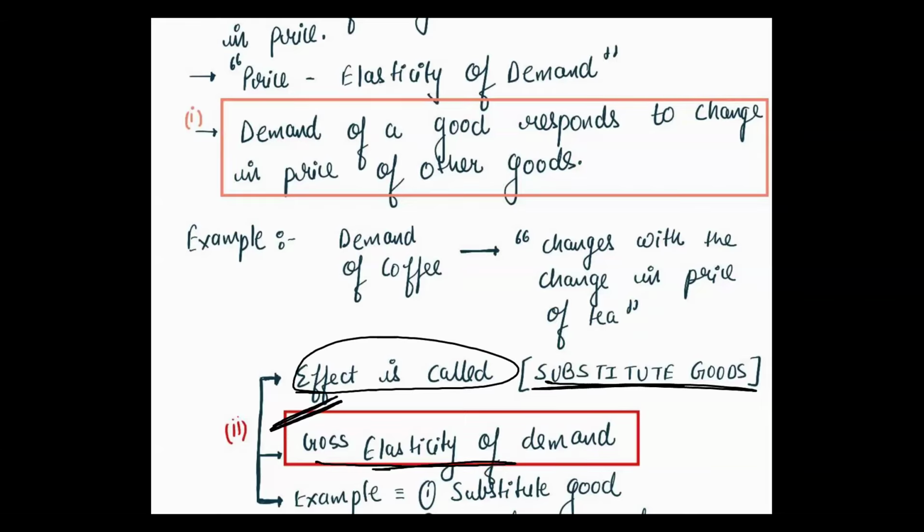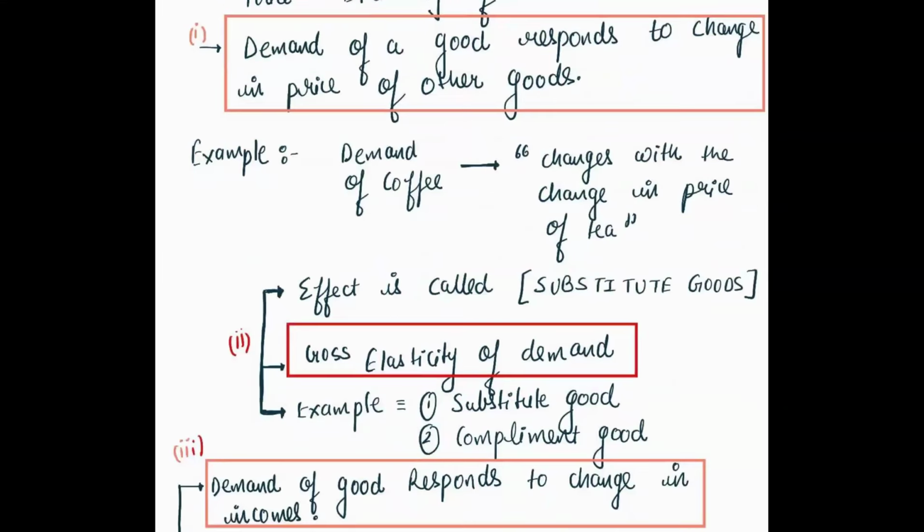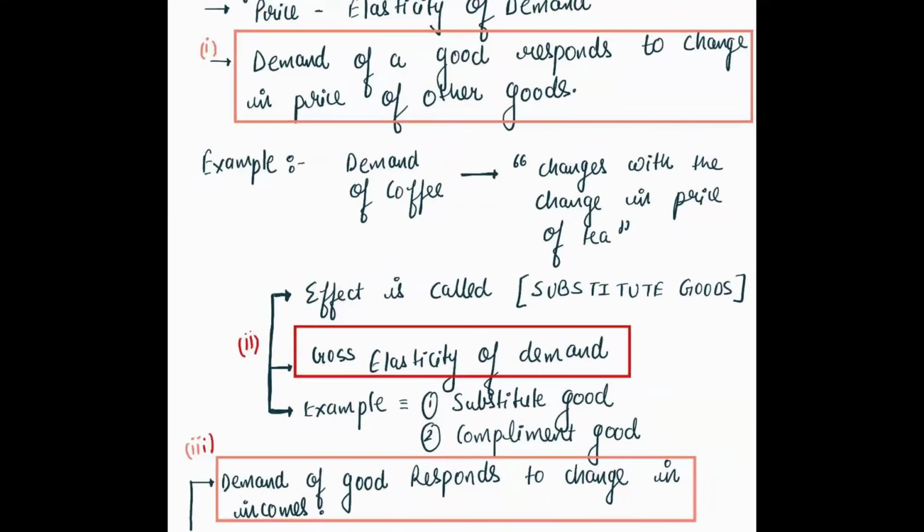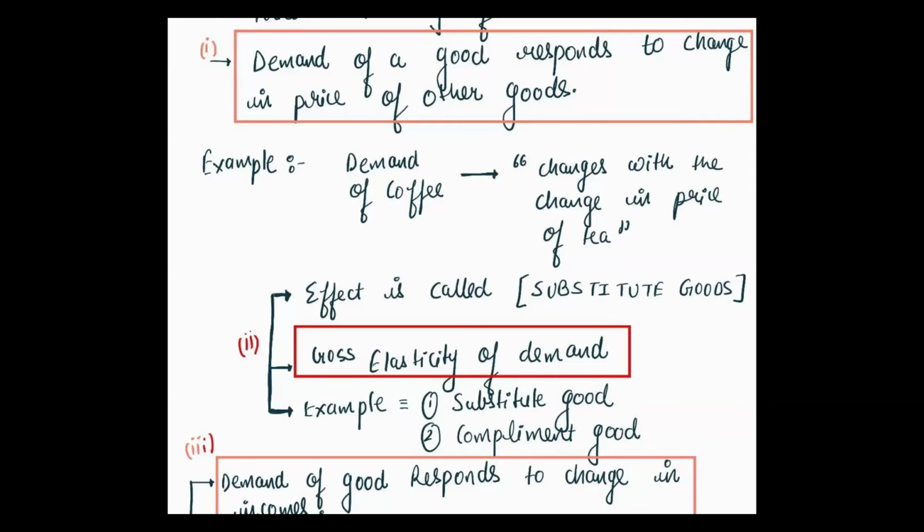It is cross elasticity of demand. The second factor is cross elasticity of demand. It is related to demand of a good responding to the change in price of substitute goods. So when the demand of a good responds to the change in price of other goods, and the other goods can be substitute goods, it is cross elasticity of demand. We have read two kinds of goods. That's why I taught you goods in so much detail in the last class. One is substitute good, one is complement good.